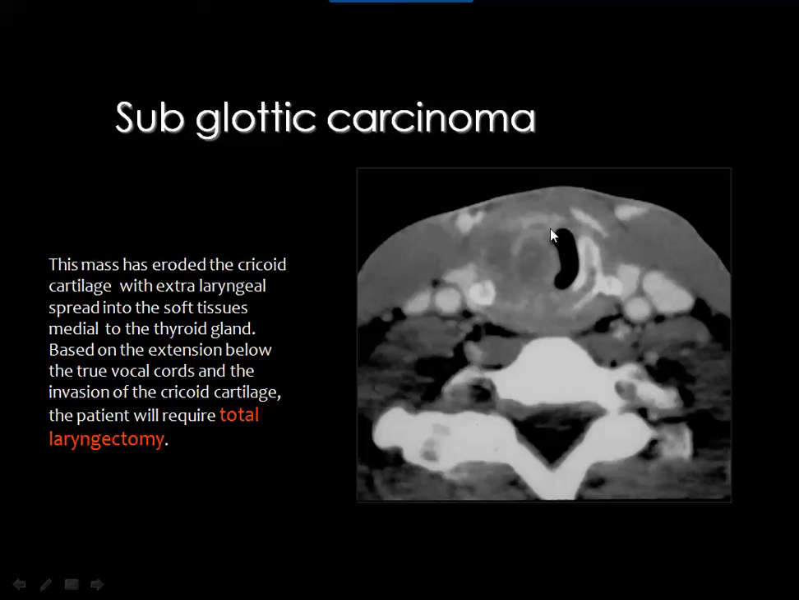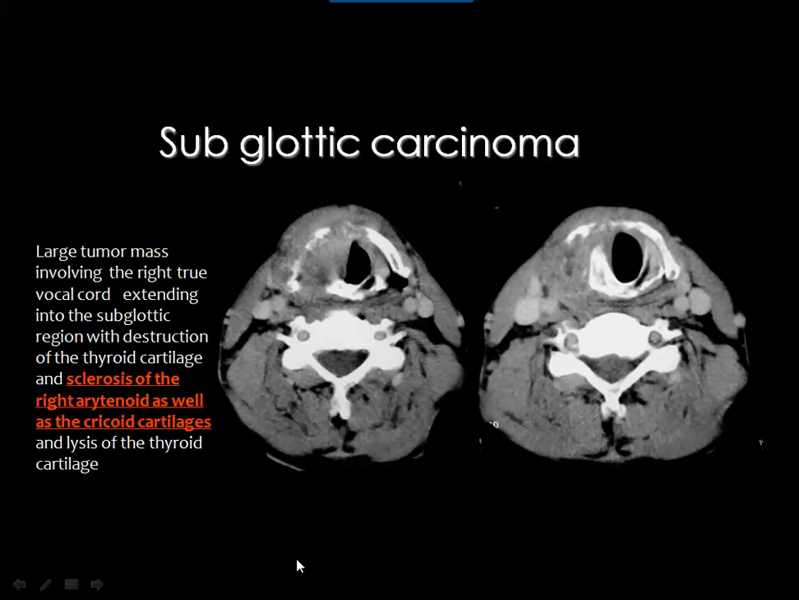Then you see a mass at the level of the cricoid cartilage. The mass has destroyed the right half of the cricoid cartilage, bulging into the laryngeal lumen, extending outside the larynx, invading the adjacent thyroid lobe. Invasion of the cricoid cartilage will mean that the surgery should be in the form of total laryngectomy. Then subglottic carcinoma, this is an example of a mass here.